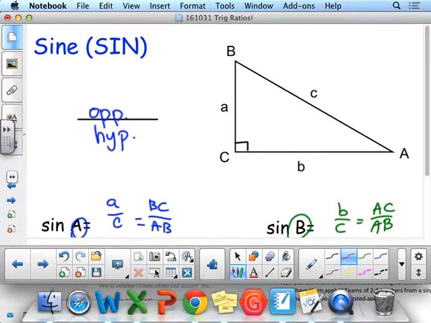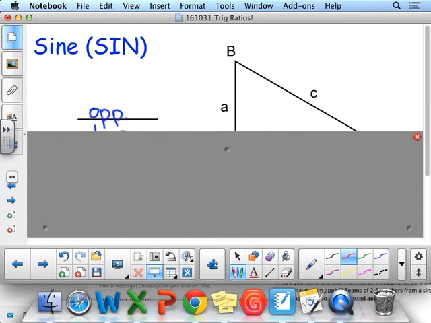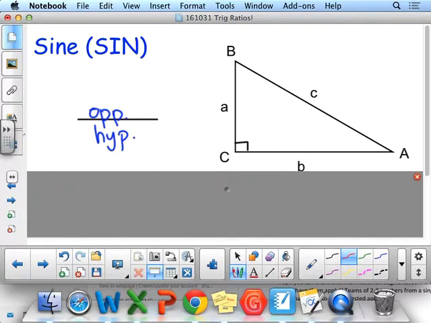So let's start at the beginning. What in the world does sine mean? Anytime I see sine, or SIN, I'm going to know that this is the opposite side over the hypotenuse. So I'm going to think about what's opposite and what's the hypotenuse.